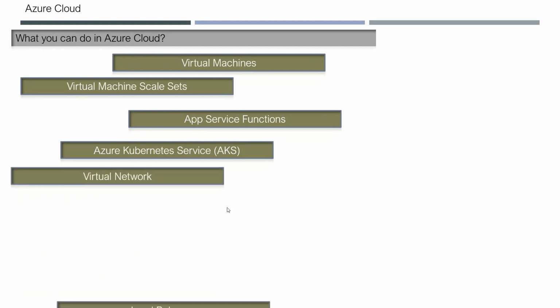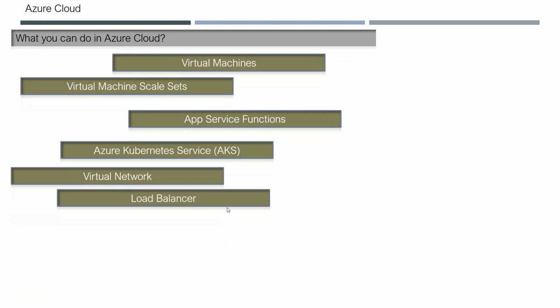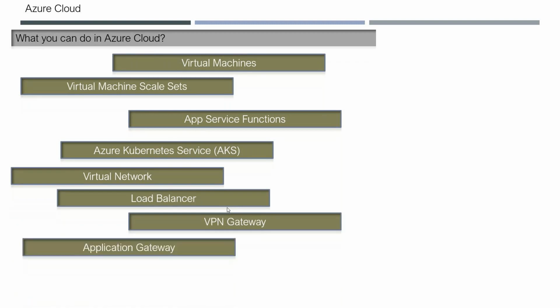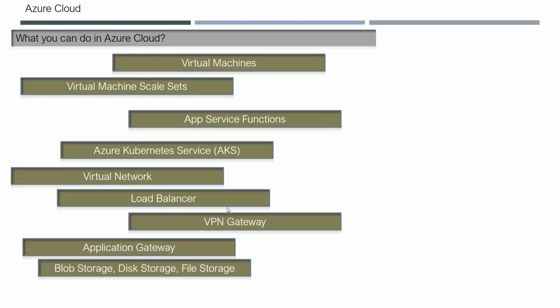And then you will create virtual networks. Obviously you need a network, and you need a load balancer for your applications to work, right? And VPN gateways for security, application gateways for security to your applications, and storage things. You have different types of storages in Azure cloud: blob storage, disk storage, file storage.